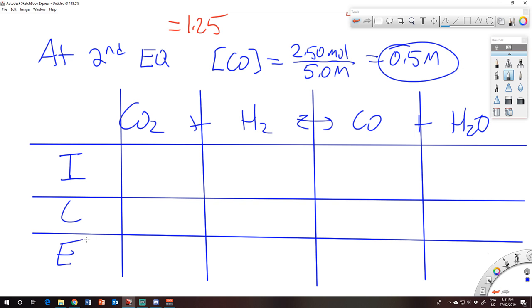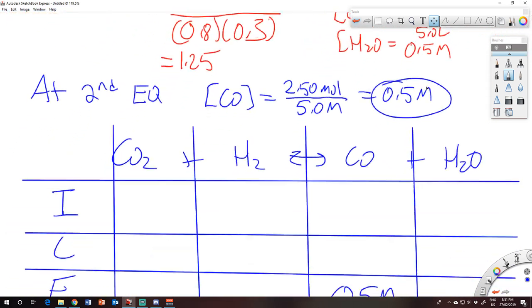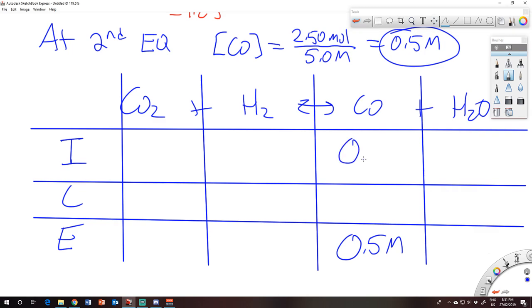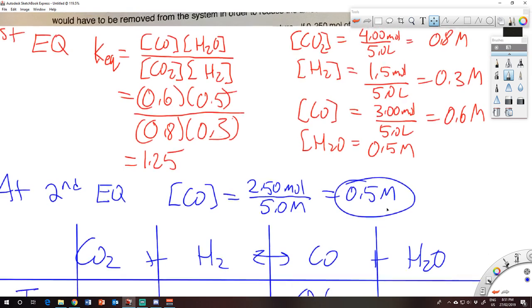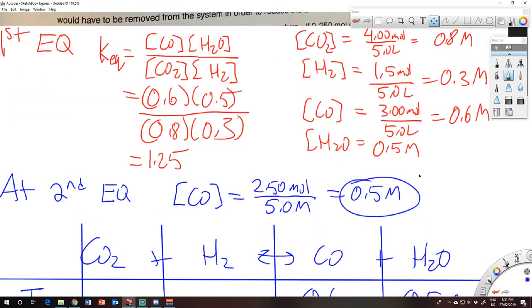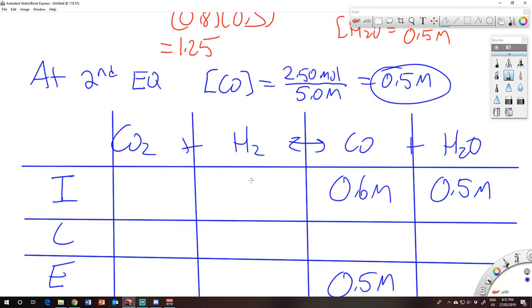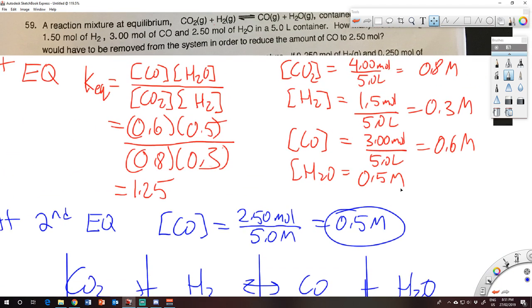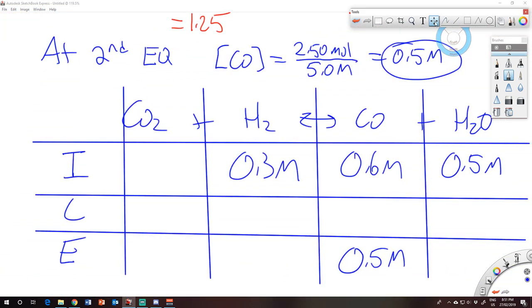ICE. All right, so we have our target CO concentration. This wants to be 0.5 molar. The initial amount of CO would then be 0.6 molar. Then the other values: H2O was 0.5, H2 was 0.3, and CO2 was 0.8.